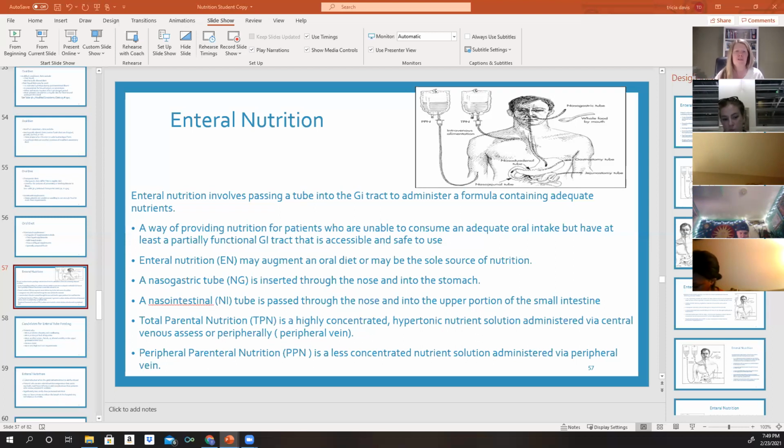PPN, which is peripheral parenteral nutrition, is less concentrated than the TPN, and it is administered through a peripheral vein. So TPN, PPN. PPN is easy to remember because it's peripheral, and you just think peripheral nutrition.